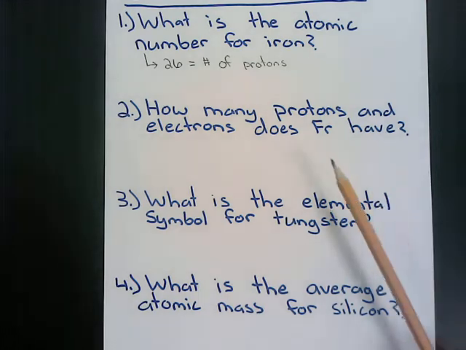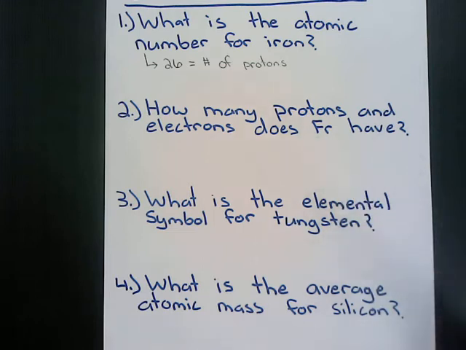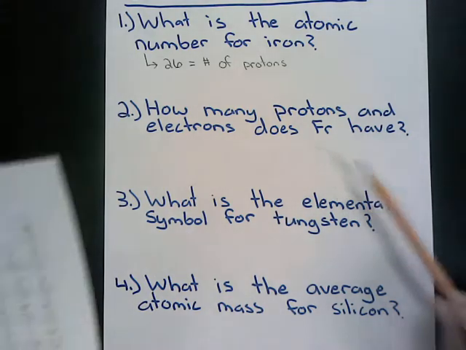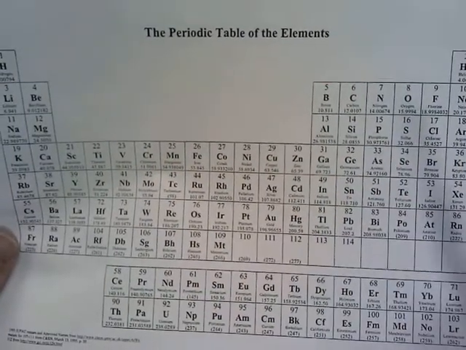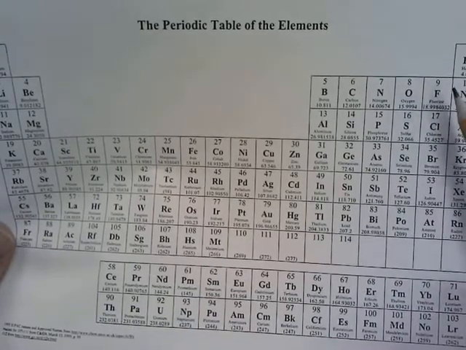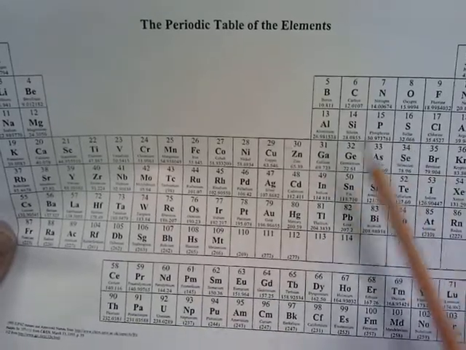A couple of things. Notice with the symbol, we have a capital letter followed by a lowercase letter. That should indicate to us that we have an element, not a compound. So again, it is very important to pay attention to those details. The first thing we need to do is look for the element Fr. So we scan across the periodic table, and we get to something called F. But notice that this does not have Fr.